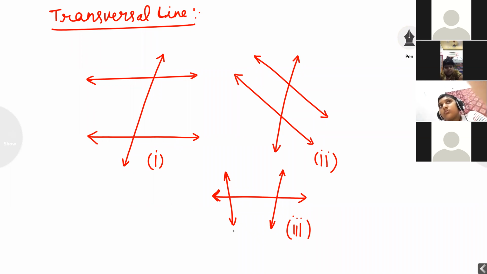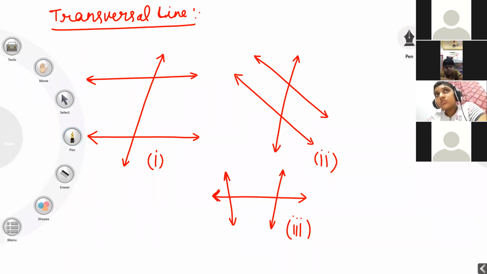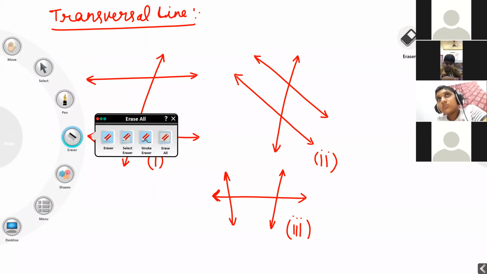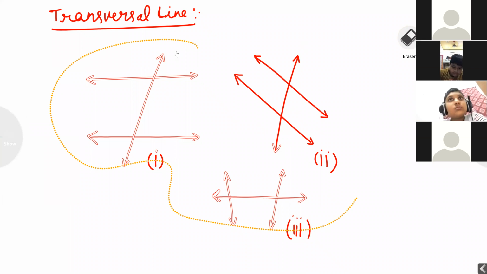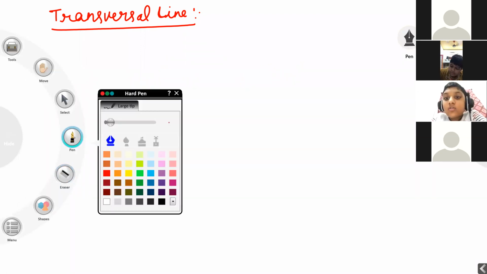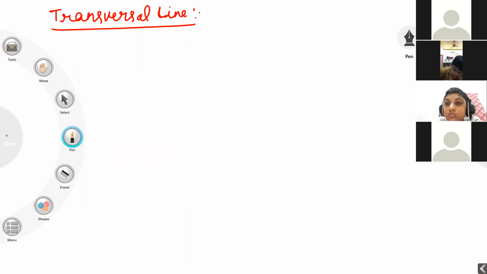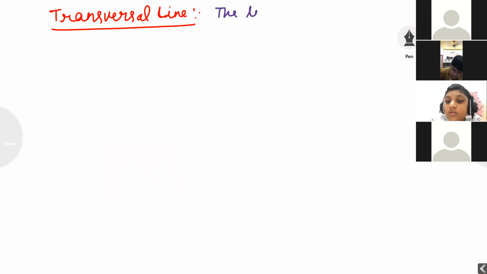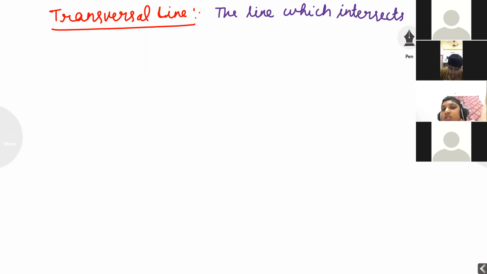Note down this concept. The line which intersects. Those who will miss today's class can't understand this unit completely. Today's class is a very, very important class.